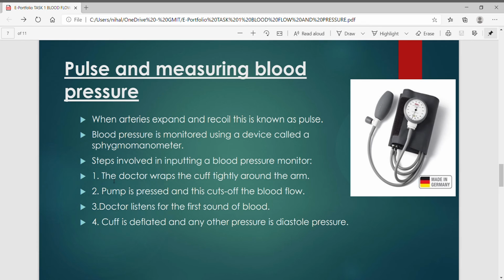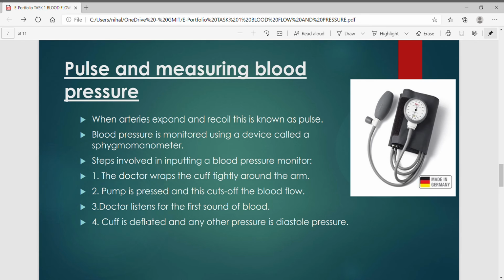This is very brief. It is way more complex than this, but just to keep things short, the doctor wraps the cuff tightly around the arm. The pump is pressed and this cuts off the blood flow. The doctor listens for the first sound of blood, and finally the cuff is deflated. Any other pressure is known as diastolic pressure.